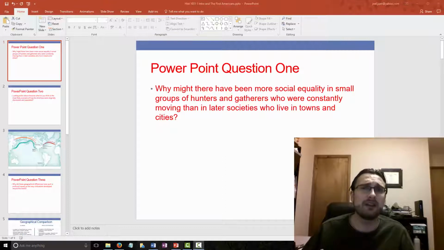So complexity might not be the right word, but they do not engage with their natural environments as intensively or aggressively as large agricultural societies tend to do. And that's really where the big difference comes in. So that's question number 1.